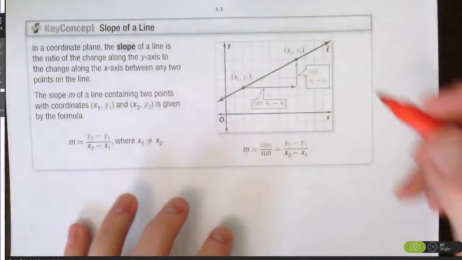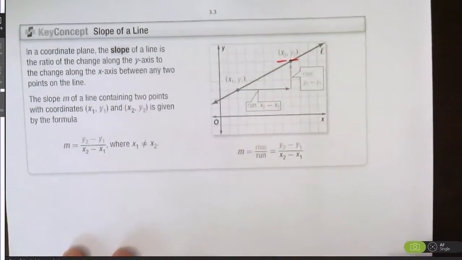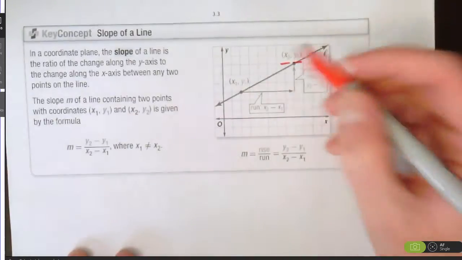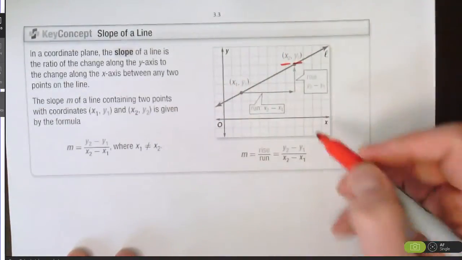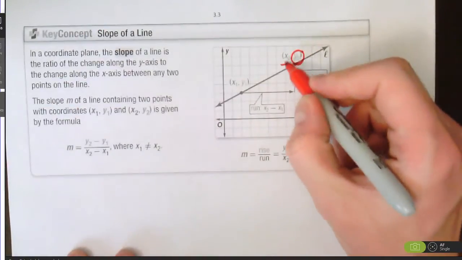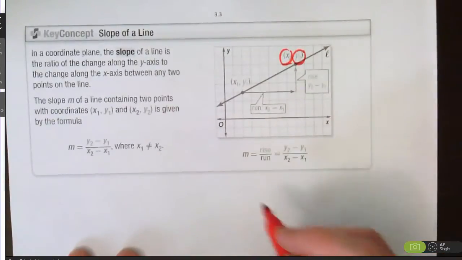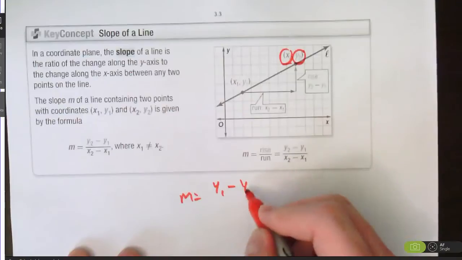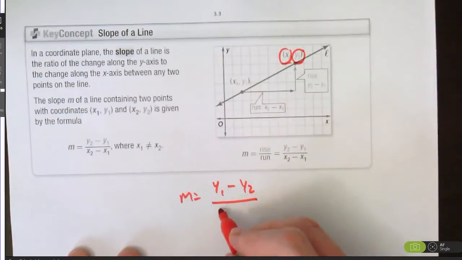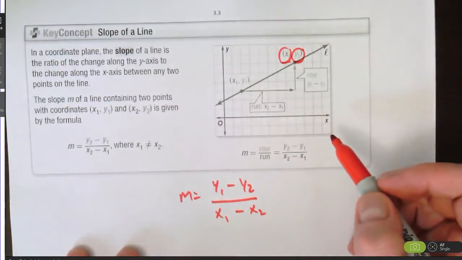The key is simply this. If this is y2, this is x2. So when you do y2 minus y1, you have to do x2 minus x1 on bottom. So whatever y value you use first, that's on top, the x value has to be the first one on bottom. So you could have y1 minus y2, you would just have to put x1 minus x2 on bottom. So it doesn't matter which way you go about it.